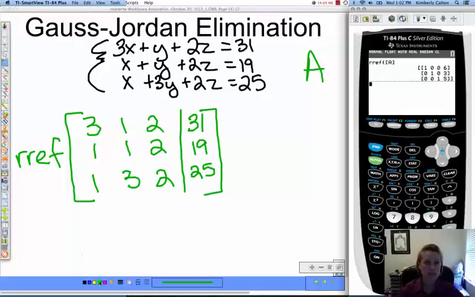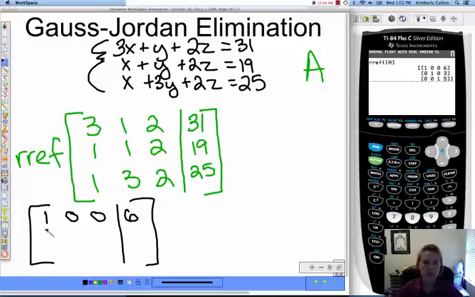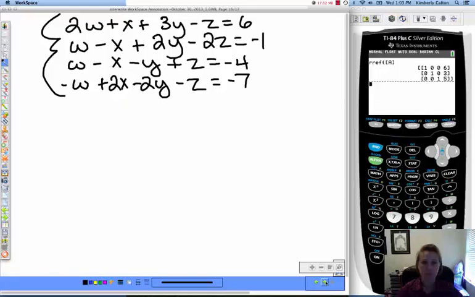So I'm going to copy this matrix onto what we have right here. So we have 1, 0, 0, 6, and we know that's a line there. Then we have 0, 1, 0, 3, and 0, 0, 1, 5, which tells me x is 6, y is 3, and z is 5. So I hope that you like this much better. It's much simpler, and you always come up with the correct answer as long as you put everything in correctly.